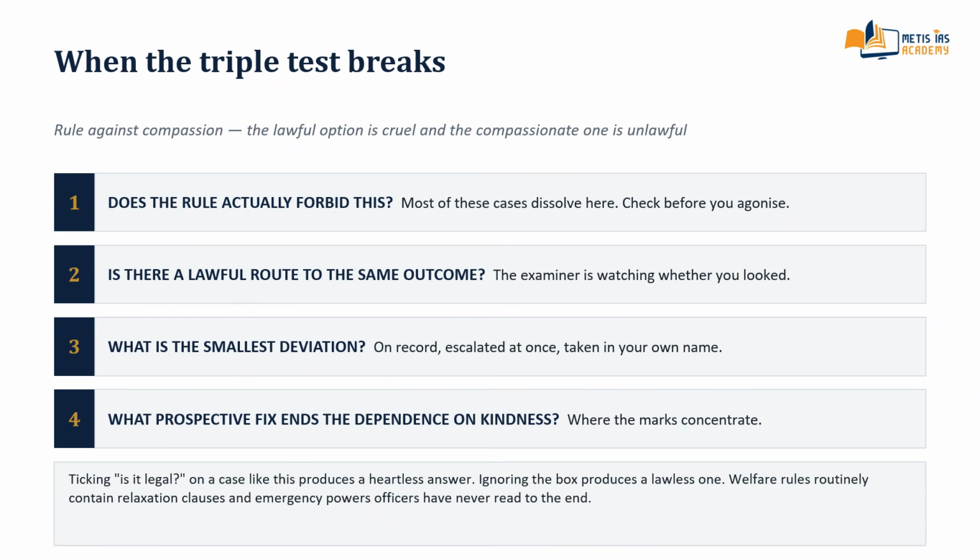Aristotle named this 2000 years ago, and Unit 6 gave you the word epieikeia. Equity as the correction of law, where law being general fails a particular case. You have to use it.